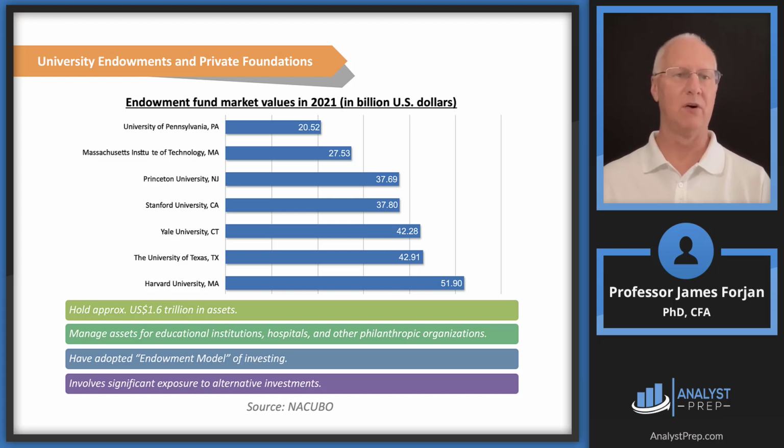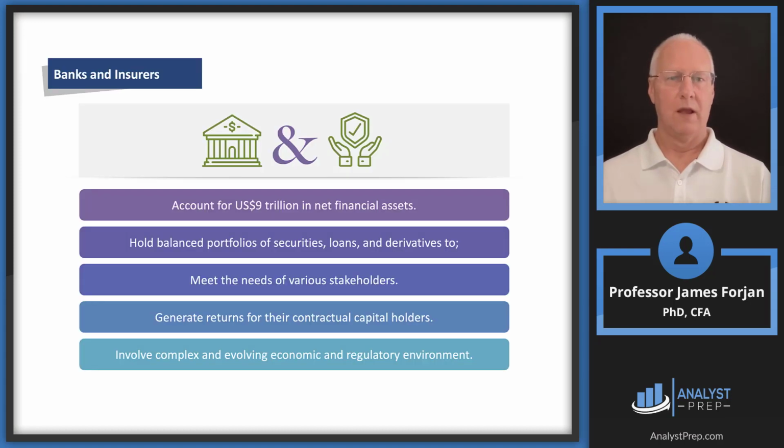Here's some information on endowment funds. I'm guessing if you read the Wall Street Journal regularly, you'll know about Harvard. They have this massive endowment fund. And then banks and insurers. There's $9 trillion.